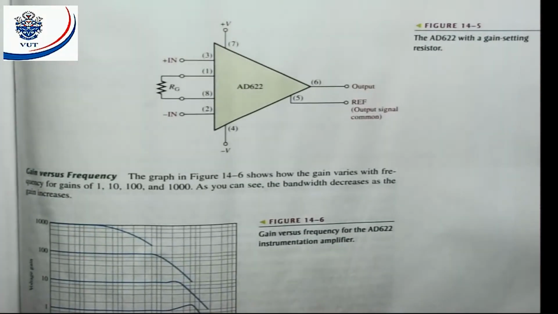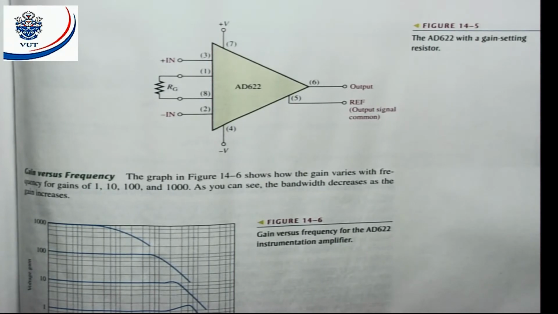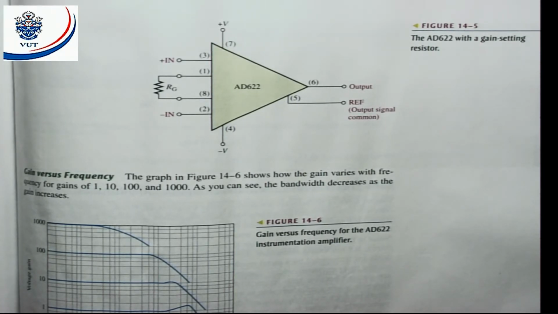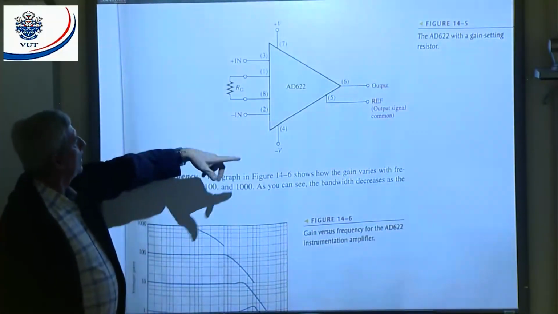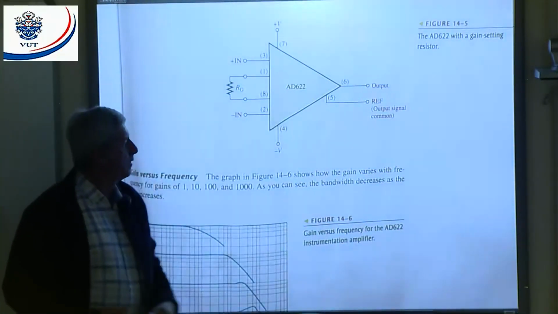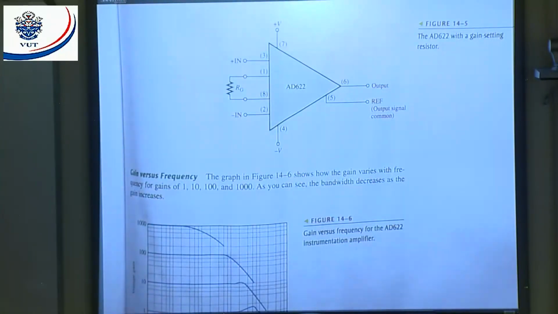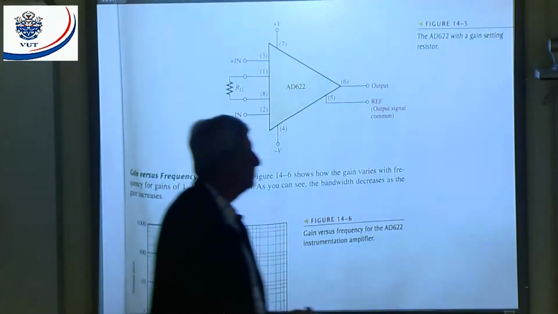Yeah, they also just show us the pin connections. They show us where we connect RG, my 2 inputs, and my supply, and my output, and my reference. All right. Then they give us gain versus frequency, basically the frequency response of this device.